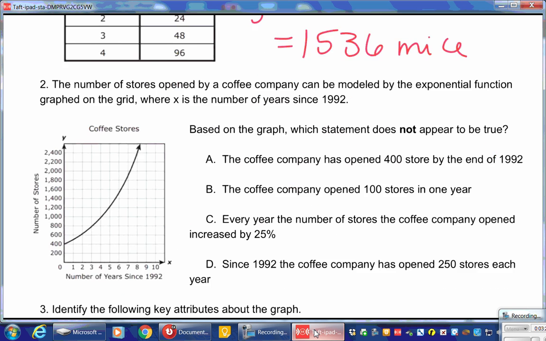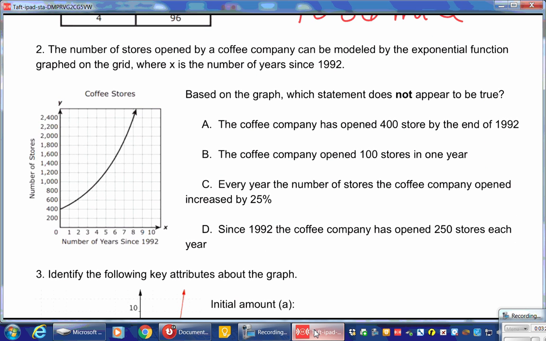Problem number 2. Number 2 says the number of stores opened by a coffee company can be modeled by the exponential function graphed on the grid, where x is the number of years since 1992. Notice this is like yesterday's problem with the coffee shops. So 0 is our starting year. So 1 year, that's 1 year since 1992, so that's 1993. 2 years would be 1994, and so on and so on and so on.